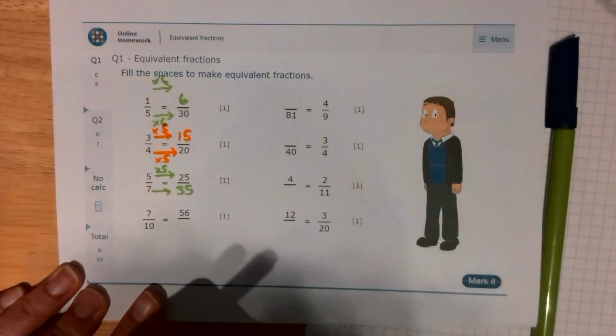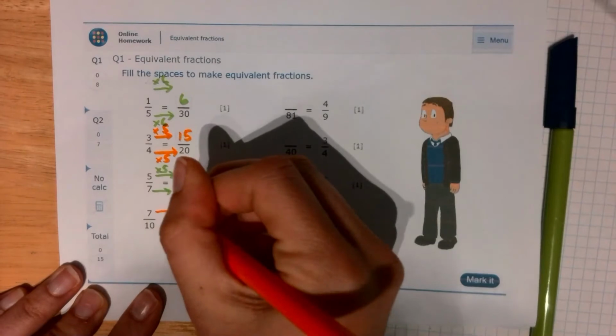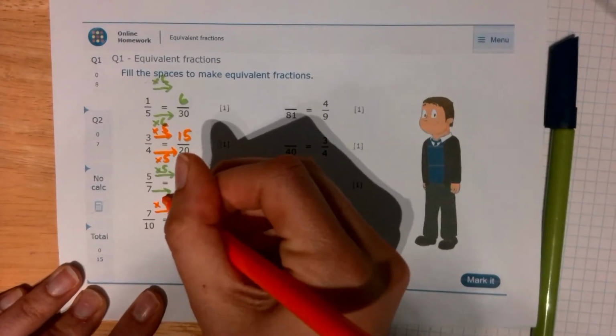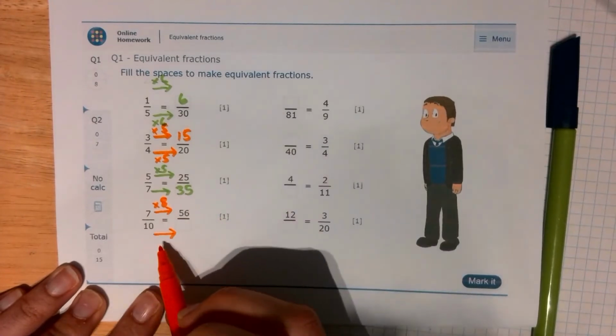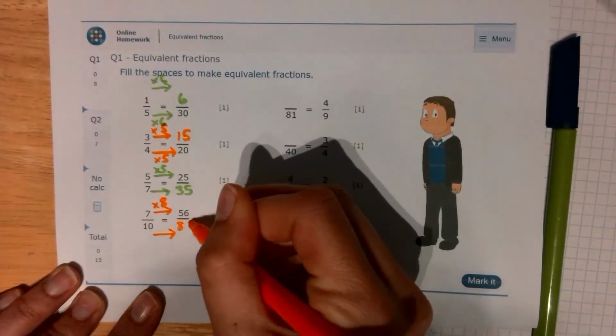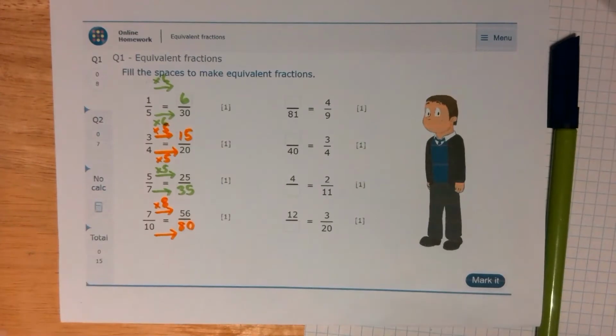And what's happened here? I've gone from 7 pieces to 56 pieces. I've got 8 times as many pieces, which means my whole must be divided into 8 times as many pieces, which is 10 times 8, 80.